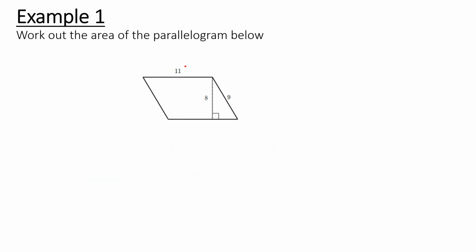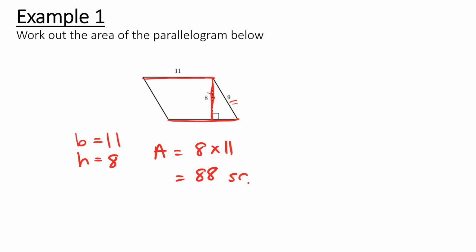Okay, so we'll just take a look at a couple of examples. In this case here, we've got one side length of 11, one of 9, and this marked here is 8. So what we need to be able to distinguish is which is the base and which is the height. Well, we know the base and the height are perpendicular. So this is the base, which is 11, because it's the same length as the top there. And then the perpendicular height would be here, this 8. So be careful that you don't just use the two side lengths, that you're actually using the base and the height. And then the area is simply 8 times 11, which is 88 square units.